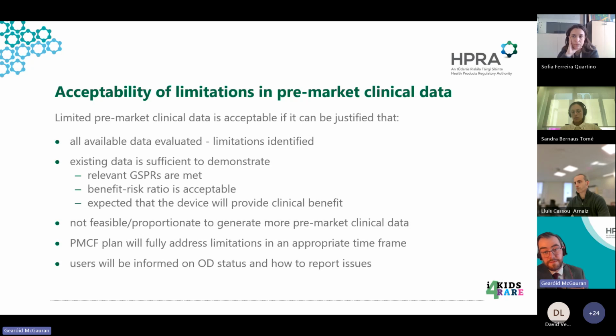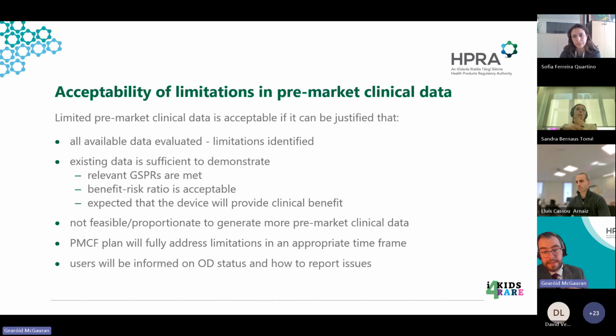The existing data is sufficient to demonstrate that the relevant general safety and performance requirements are sufficiently met, and the GSPRs are outlined in Annex 1 of the MDR, which you may already be familiar with. The data also needs to be sufficient to show that there's an acceptable benefit-risk ratio, and that the use of the device is expected to provide a meaningful clinical benefit.